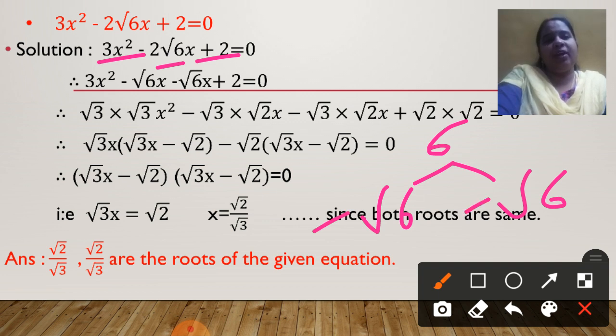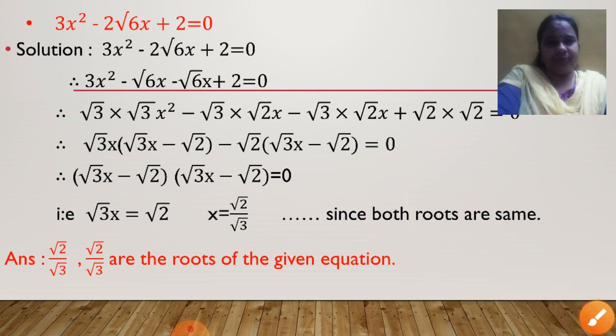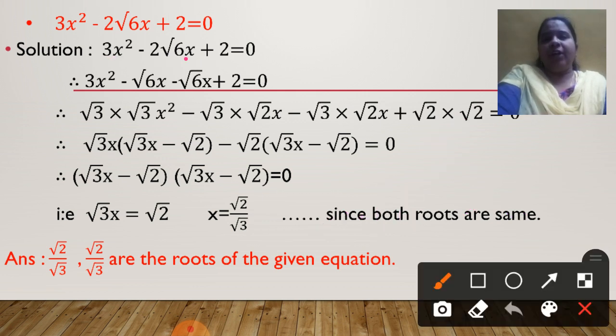If I don't write 1, I hope you understand. Minus 1 is minus 2. See, we get this minus 2 root 6. Okay, so this is our first step. I hope you have understood this, that the first step is to split minus 2 root 6 as minus root 6 and minus root 6.